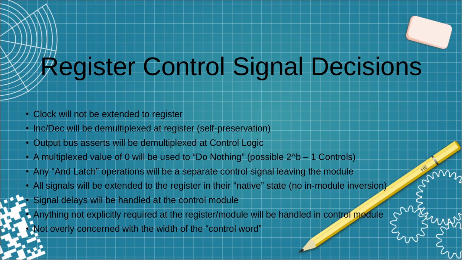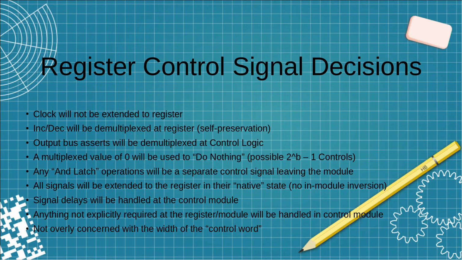A multiplexed value of 0 will be used to do nothing, meaning if I have 3 different controls that are multiplexed together, and I have the values of 0, 1, 2, and 3 that are possible on 2 bits, 0 will be used to do nothing, 1 will be used to do option A, 2 will be used to do option B, and 3 will be used to do option C.